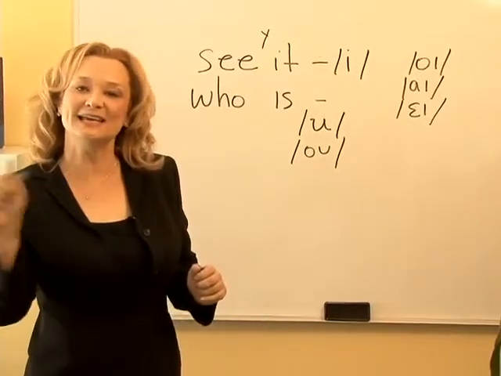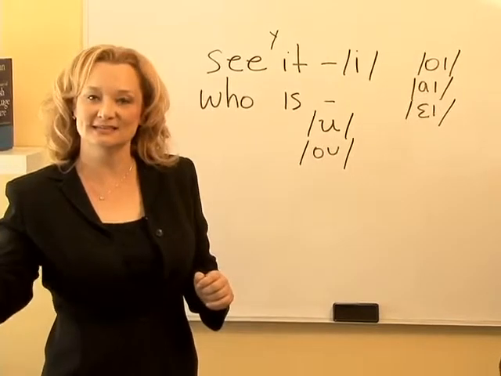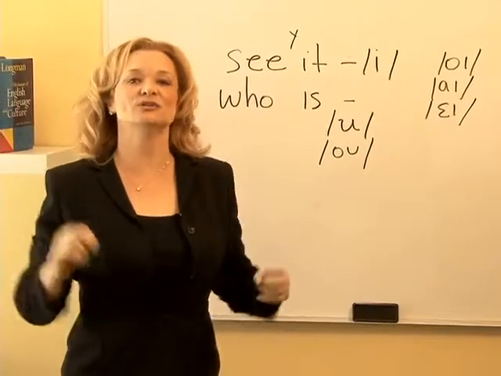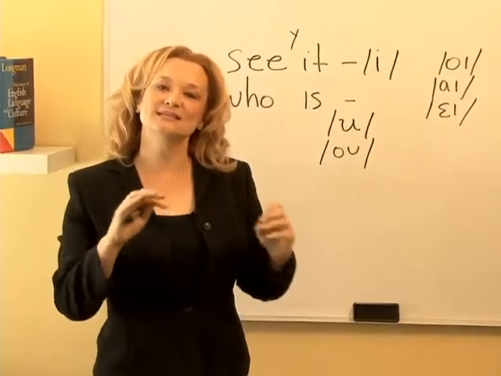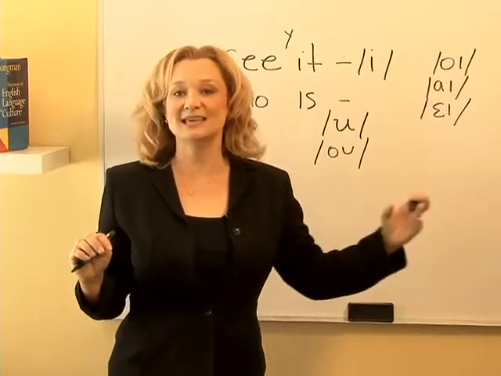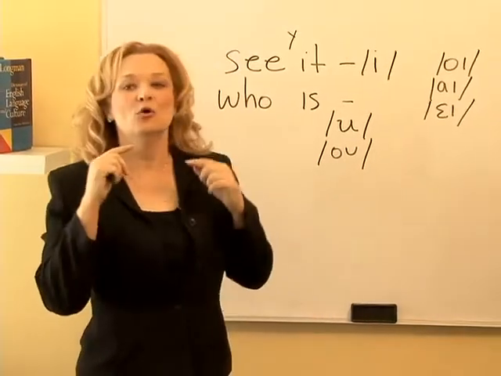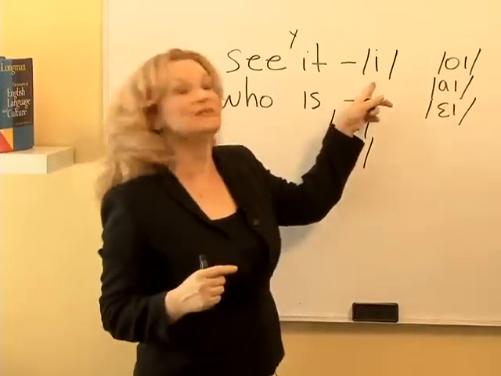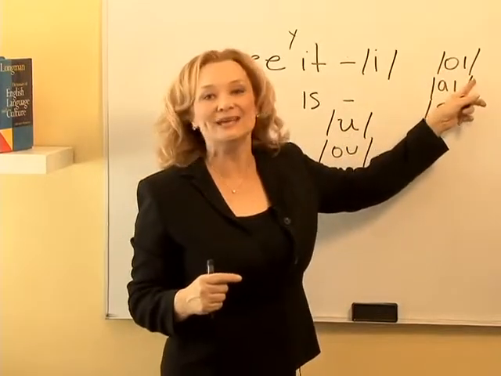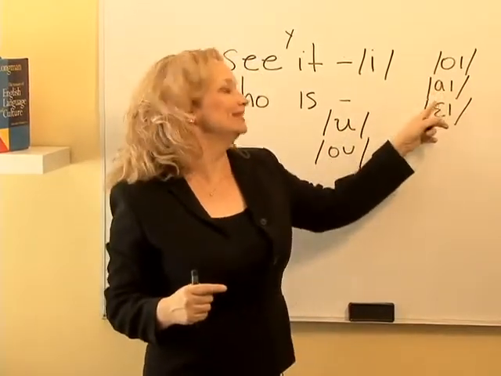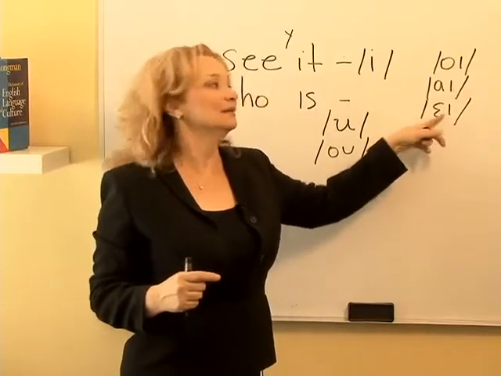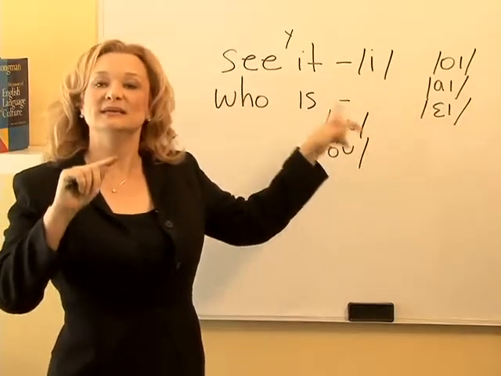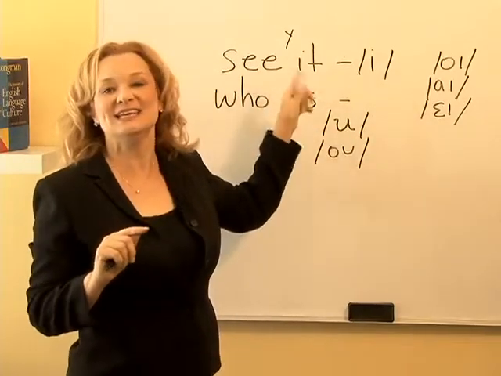So we don't say "see it," listen to this, "see-y-it." Don't make that Y too strong, don't exaggerate it, just a little "see it," "I see it." Here's the rule. When the vowel requires your lips to be flat, E, for example, or the diphthongs oi, ai, they all end with that E sound, we're going to do that Y sound. One more time, "see it."